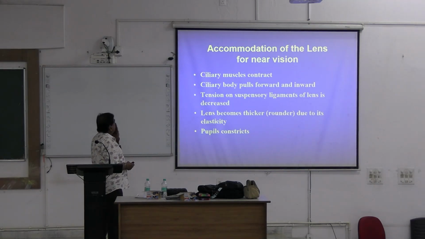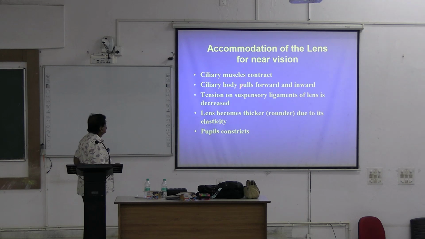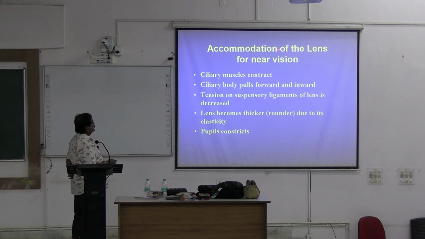Accommodation of the lens for near vision. The ciliary muscles contract. The ciliary body pulls forward and inward. Tension on the suspensory ligaments of the lens is decreased. The lens becomes thicker and rounder due to its elasticity.